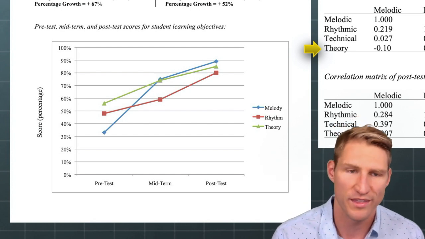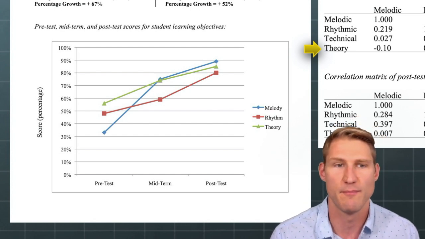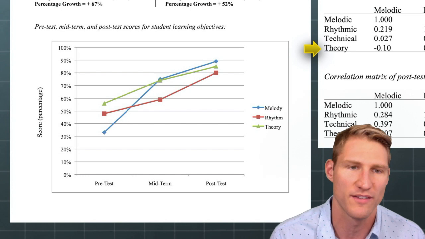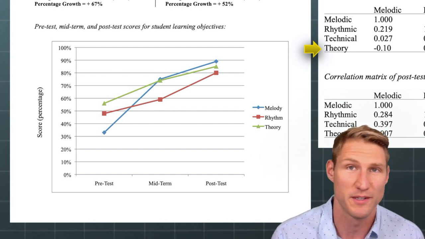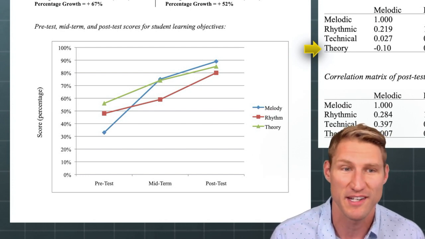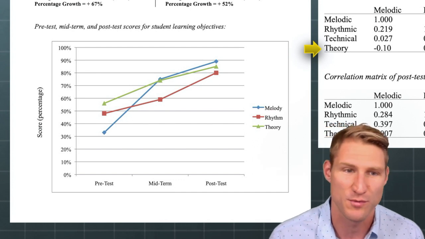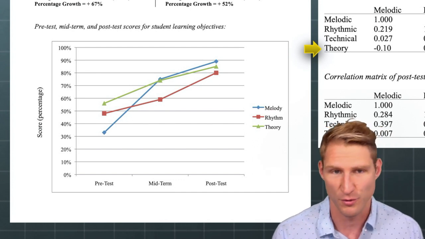So with the metric of a percentage score on the test, this is very clear to administrators and parents and students and myself that the fourth grade band students were making significant progress throughout the term.